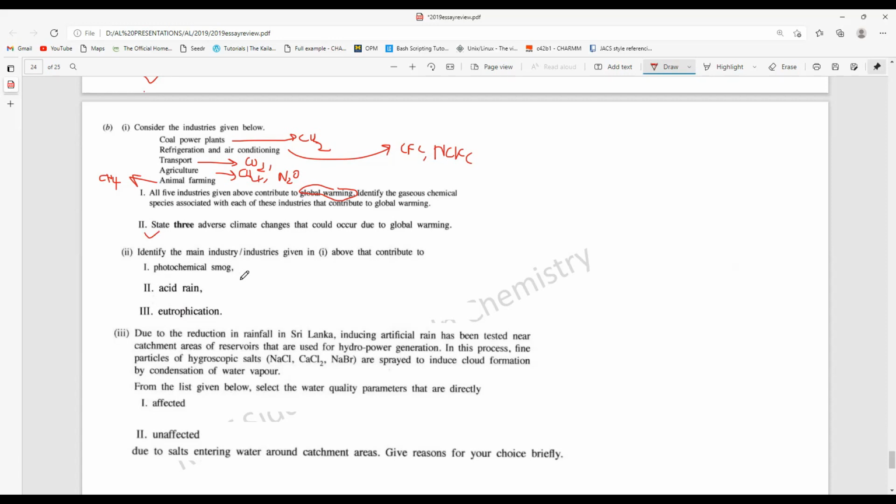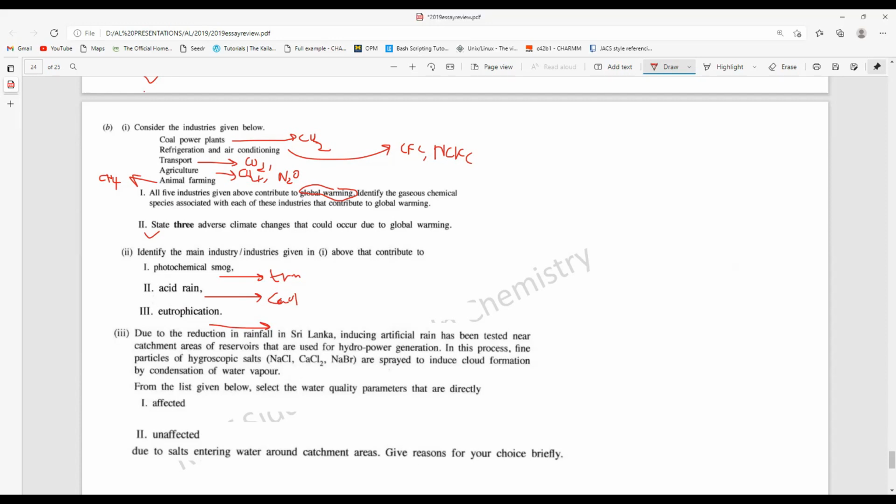Identify the main industries given above that contribute to photochemical smog. So first, photochemical smog, you remember that is mainly from the vehicle emissions along with some scattering from other particles. So transportation will mainly be this one. Acid rain in general here will be from the coal power plants, because these sulfur compounds are emitted, giving SO2 gas, then forming sulfuric acid and acid rain.